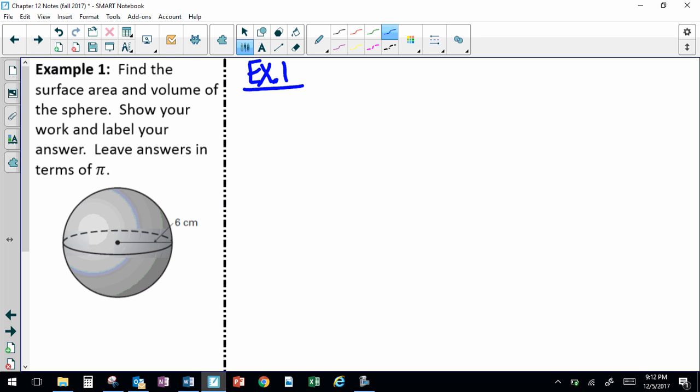Okay, so let's do surface area. That's 4 pi times the radius 6 squared. So then that's going to be 4 times 36, which gives you 144 pi square centimeters.